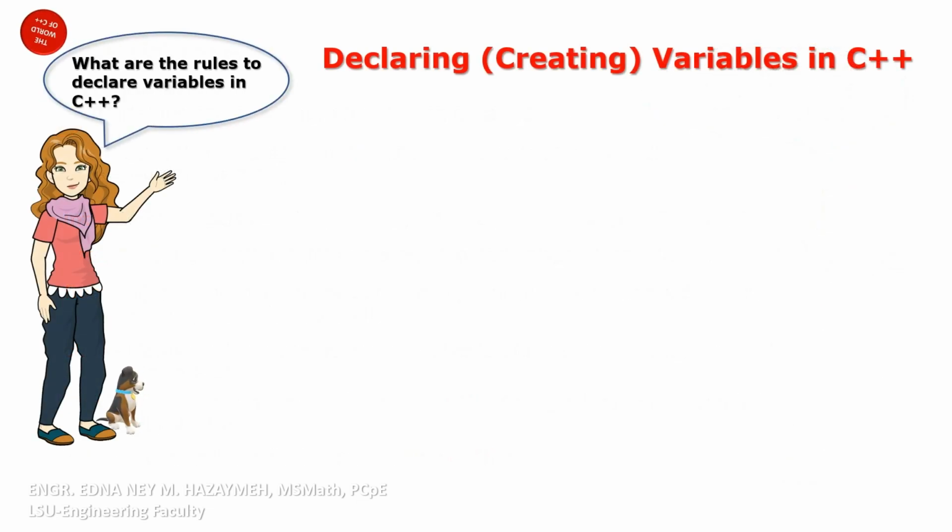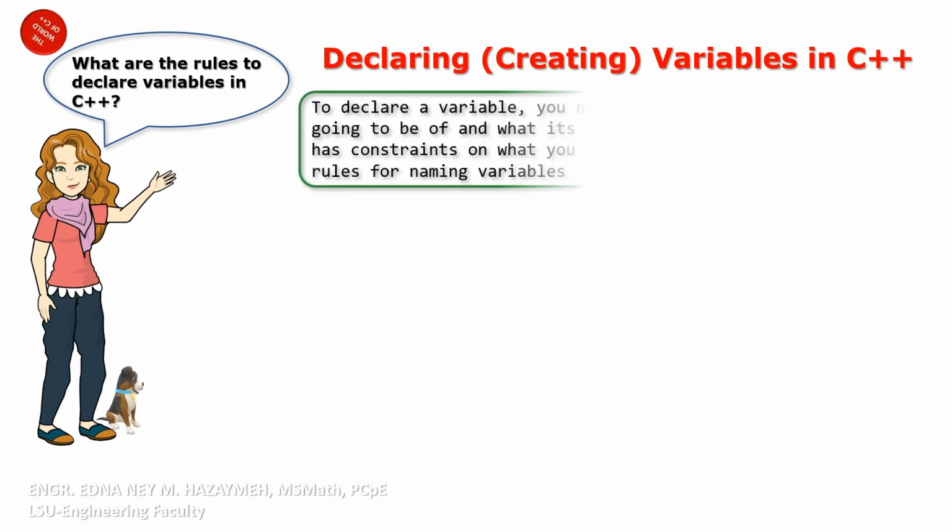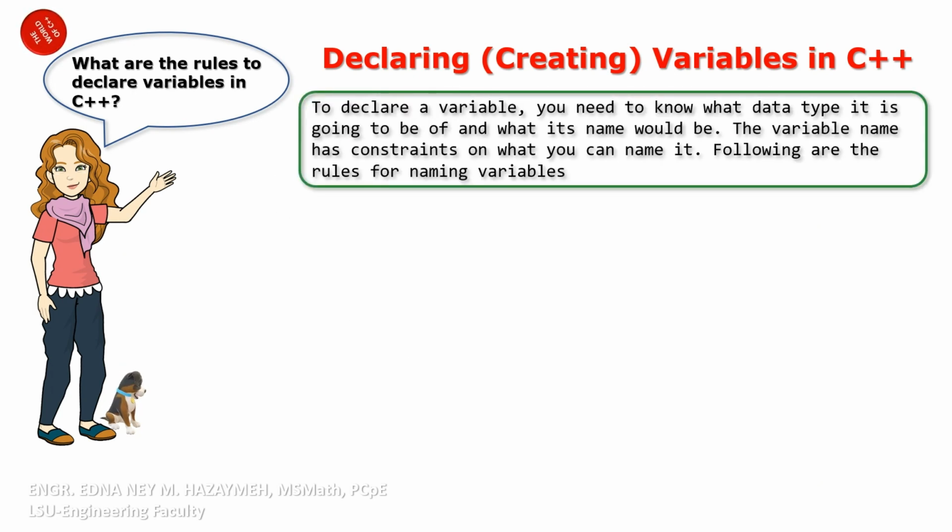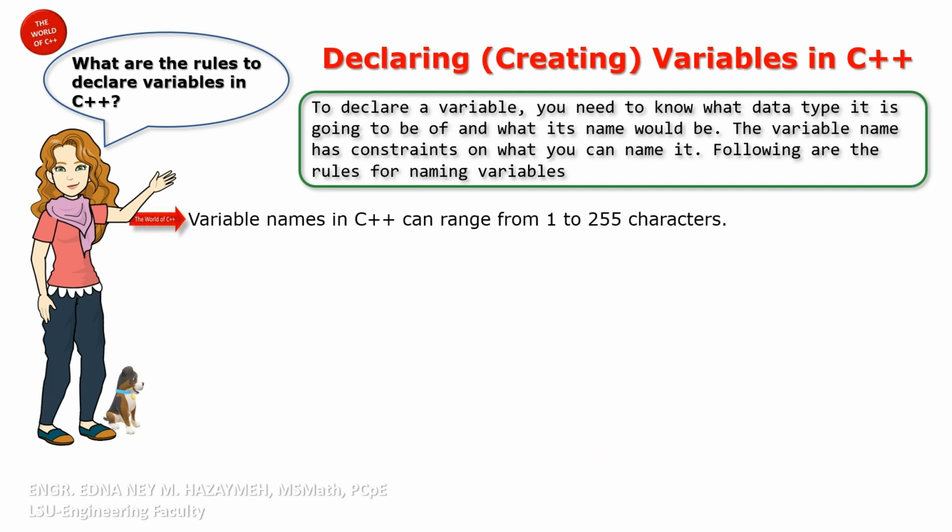What are the rules to declare variables in C++? To declare a variable, you need to know what data type it is going to be of and what its name would be. The variable name has constraints on what you can name it. Following are the rules for naming variables. Variable names in C++ can range from 1 to 255 characters.